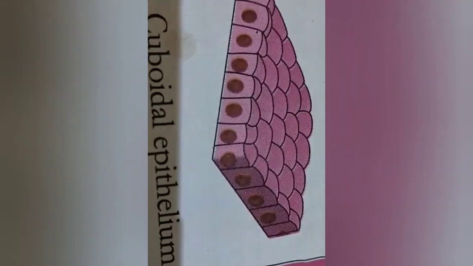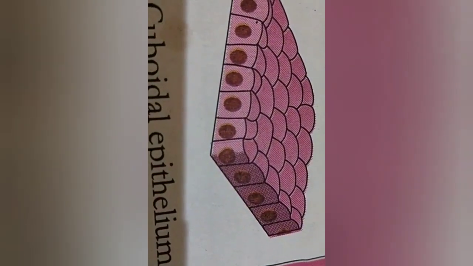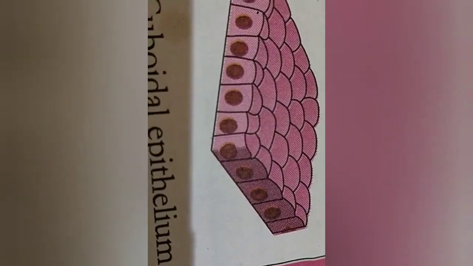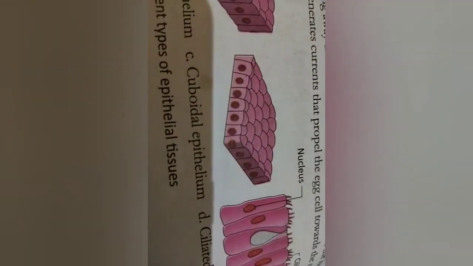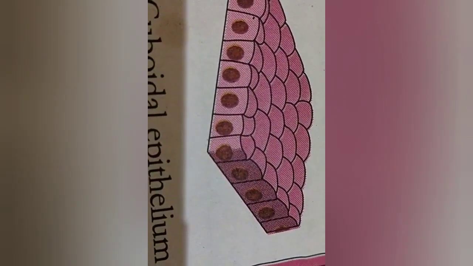Okay, now see the next one, cuboidal epithelium. If you will see, the cells of this tissue resemble a cube. They have equal height and width with centrally placed nucleus. They are found in salivary glands, thyroid glands, kidney tubules, pancreas and liver.